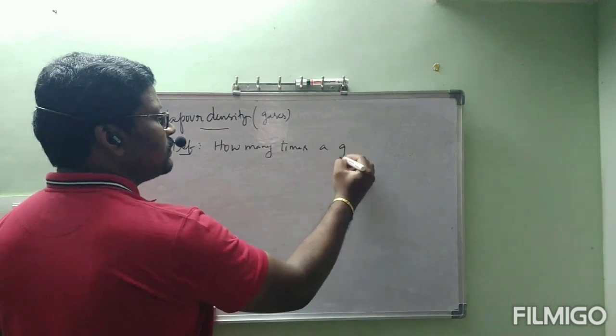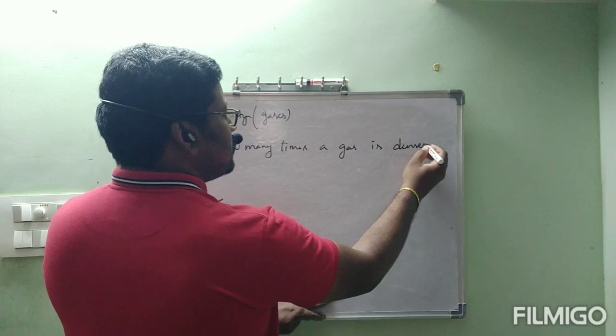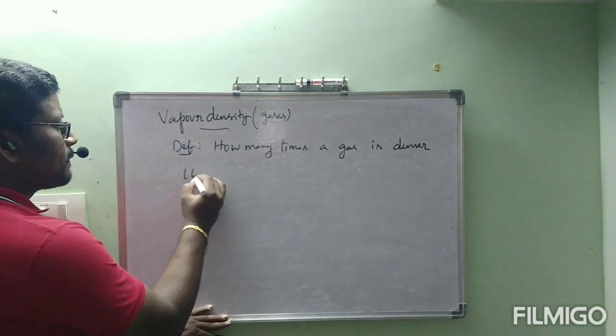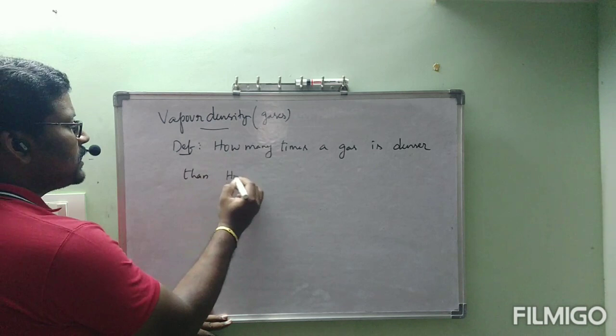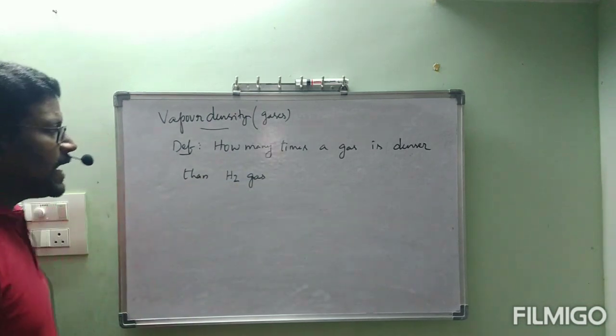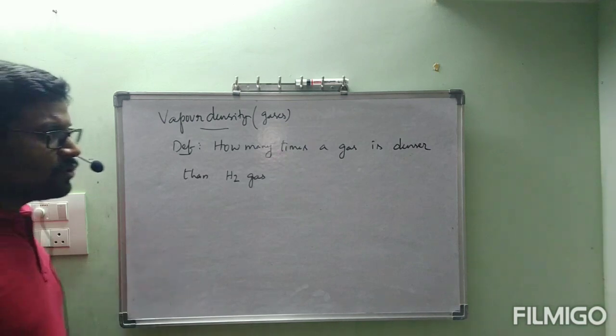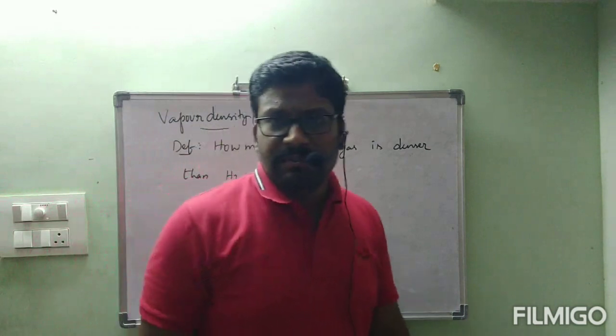The definition is how many times a gas is denser than hydrogen gas. How many times a gas is denser than hydrogen gas is called vapor density. Okay, before going to this definition, one small example.